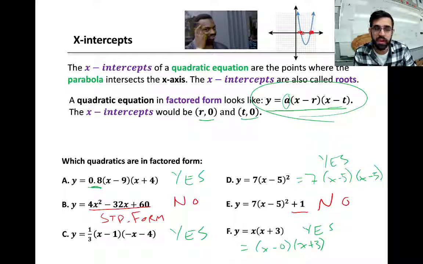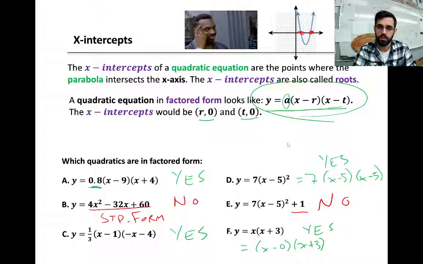We can find the x-intercepts of a quadratic equation very easily if we look at the equation in factored form. Factored form of a quadratic equation looks something like this: y equals some a value times (x minus r) times (x minus t). If they're minus r and minus t, then the x-intercepts would be (r, 0) and (t, 0) for any numbers r and t. Again, if it was plus r, then it would be a negative r in our x-intercept, and same with t.